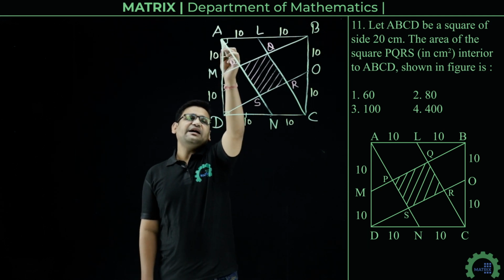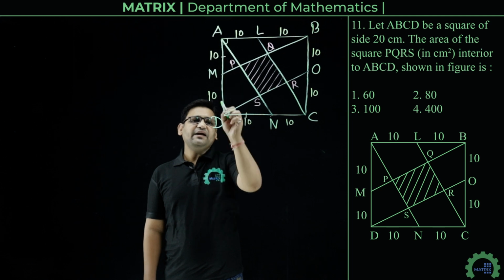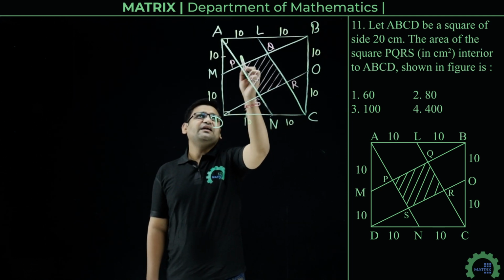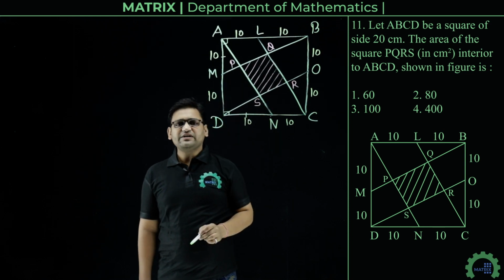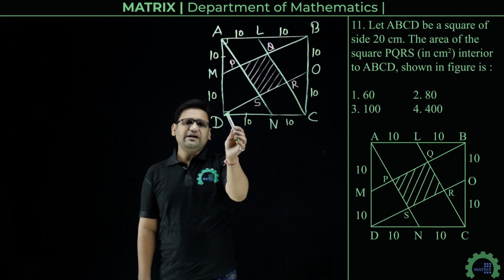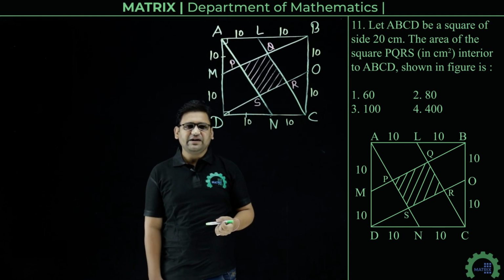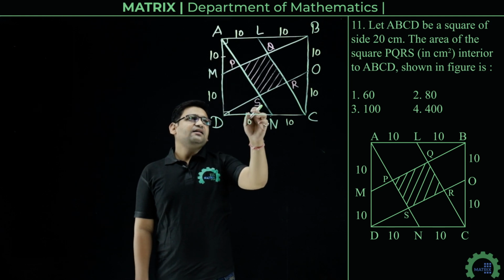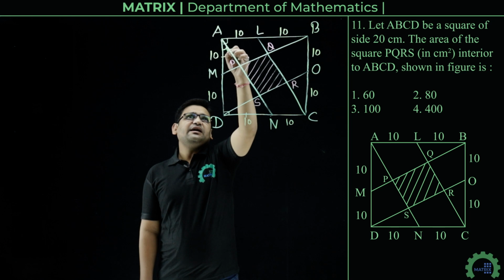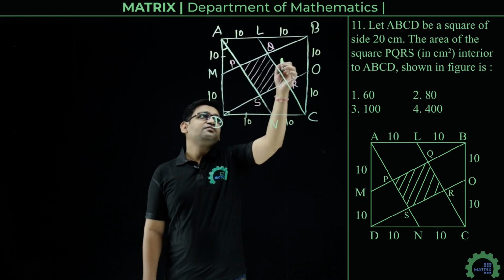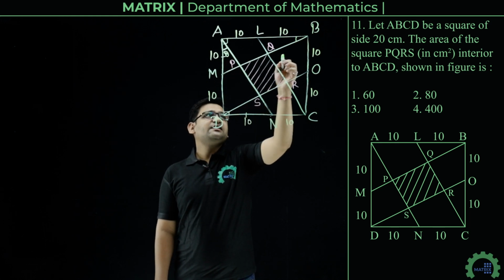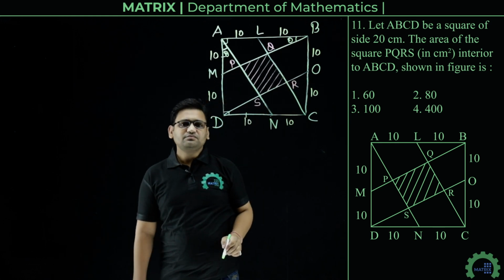So we can clearly see that triangle ADN is congruent to triangle BAM. We can clearly see AB equals AD, 20 centimeter, DN equals AM, that is 10 centimeter, and angle D equals angle A, which is 90 degree. So triangle ADN is congruent to triangle BAM, hence this angle A will be equal to this angle. So let's say this angle is theta, then this angle will also be theta.